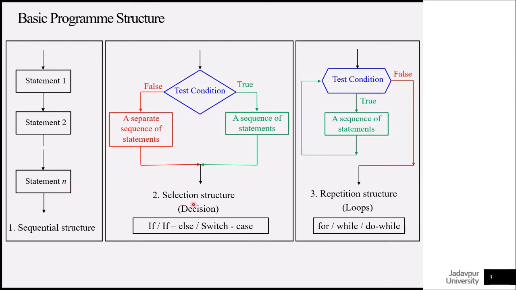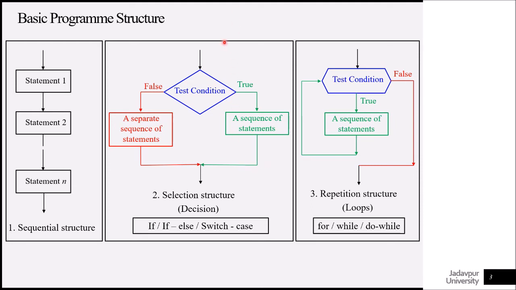Second is the selection structure, which has already been discussed in detail in the last lecture. Here, depending on the test condition, to be more precise, depending on the true-false answer to the test or control question, one of the two available branches is executed while the other is skipped. So not all the statements in these programs are executed.